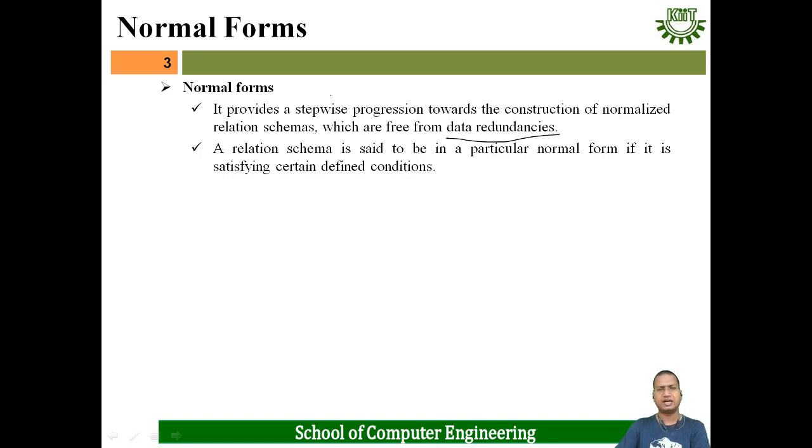A relation schema is said to be in a particular normal form if it satisfies certain defined conditions. All those things we will see. Generally, there are four kinds of normal form we will see here. First one is 1NF, and 2NF, 3NF, and BCNF.